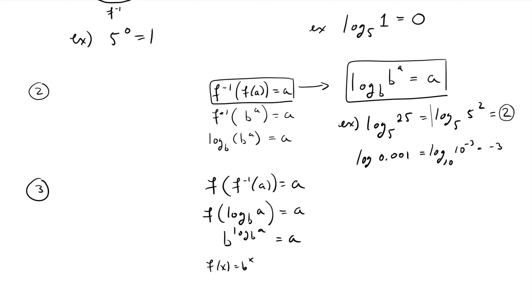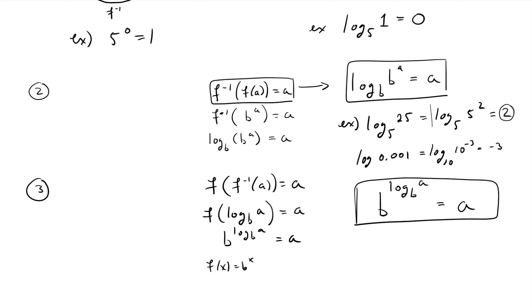So we are going to frame this again. b to the log in base b of a, which is the exponent here, gives us back a. So this looks kind of awkward. Let's look at an example.